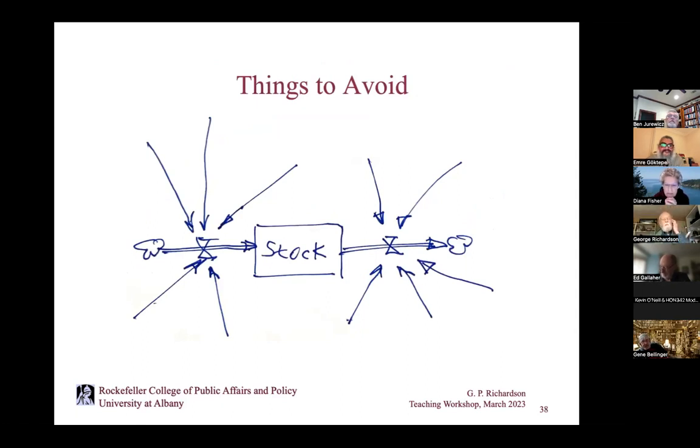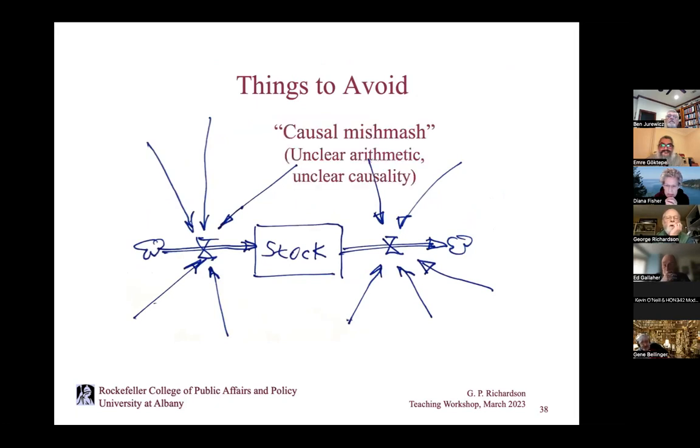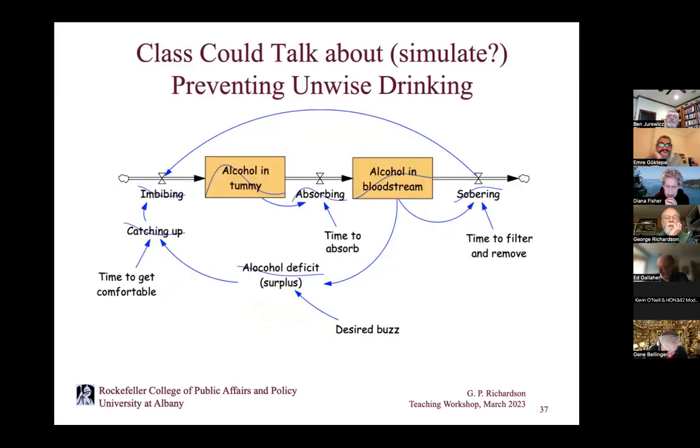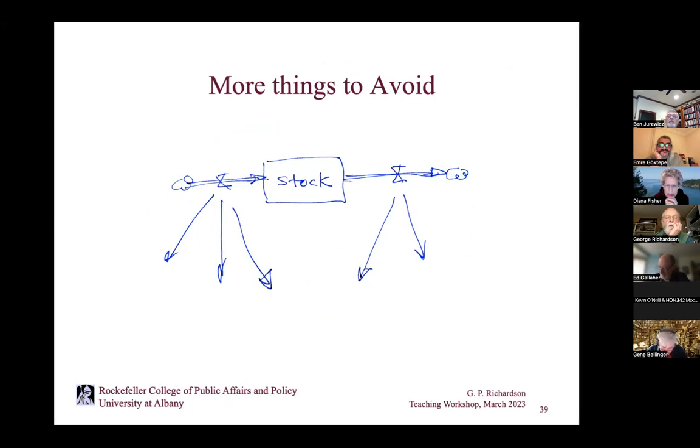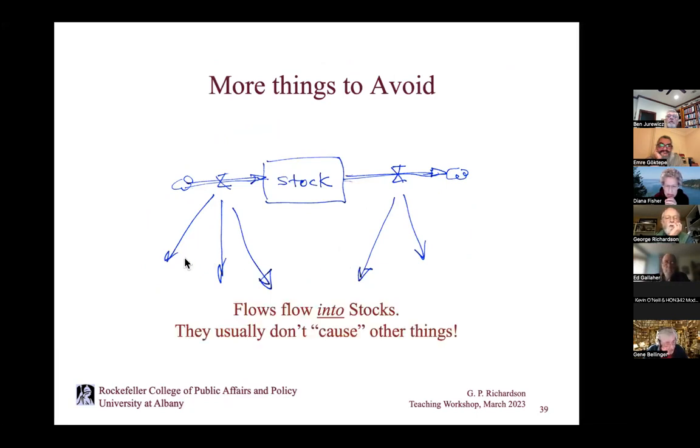Things to avoid. I've seen diagrams that look like this. I'll show you some. Barry Richmond called this kind of thing causal mishmash. Unclear arithmetic, unclear causality. And note that the stock is sitting there with no arrows coming from it. Notice in our previous diagrams, arrows always come from the stocks. More things to avoid. Flows usually flow into stocks. They usually don't cause other things, although I showed you an arrow that did go rate to rate.